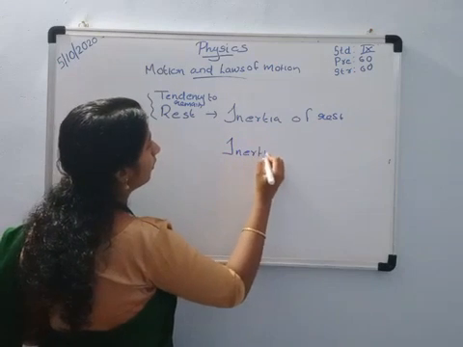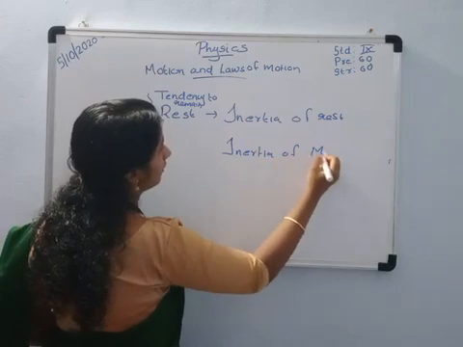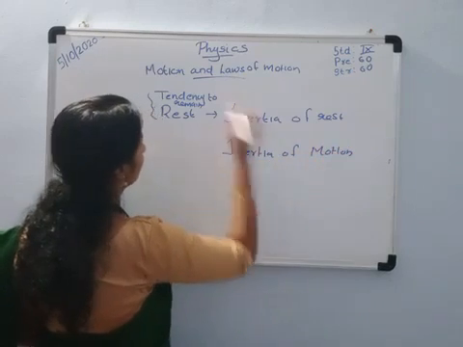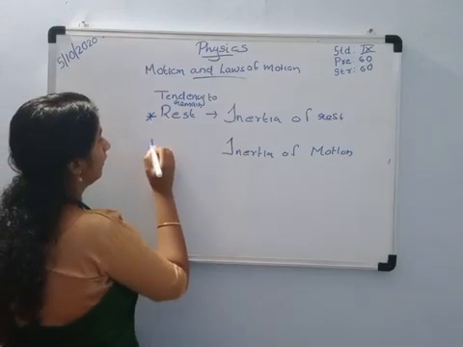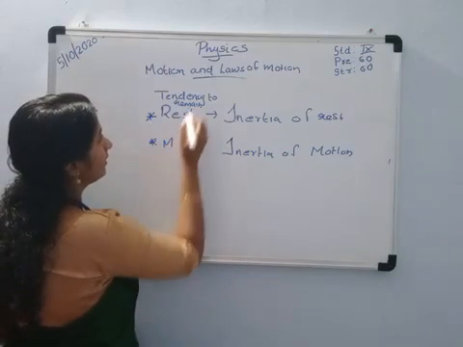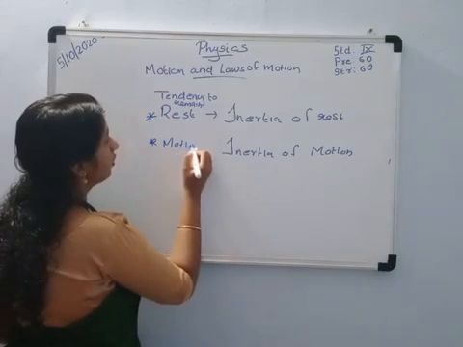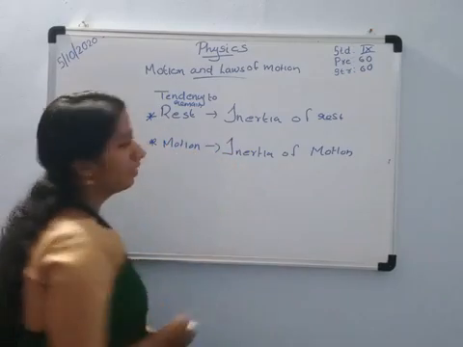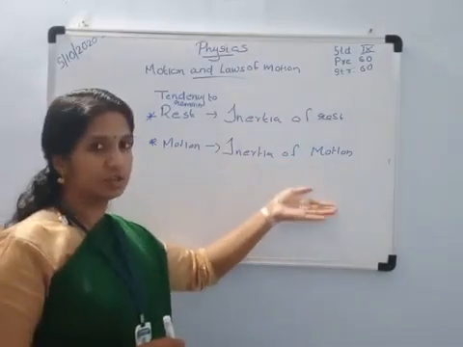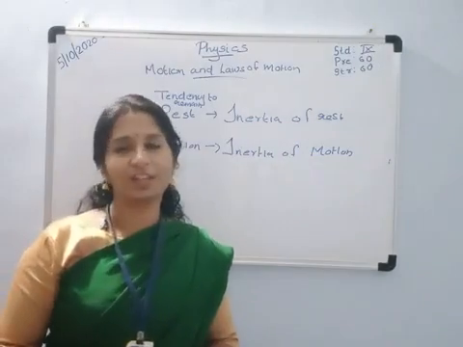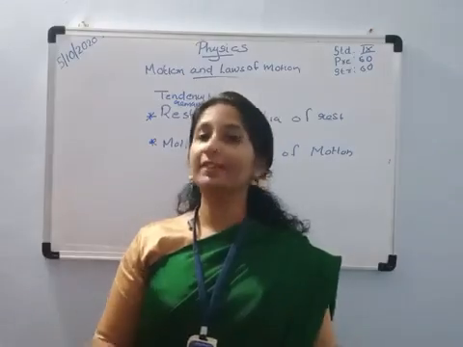Inertia of motion. So you have learned what is inertia of rest, and if it is to have a tendency to remain in motion, it is called inertia of motion. So you have learned two types of inertia, inertia of rest and inertia of motion, isn't it? Very good. Now observe another activity.